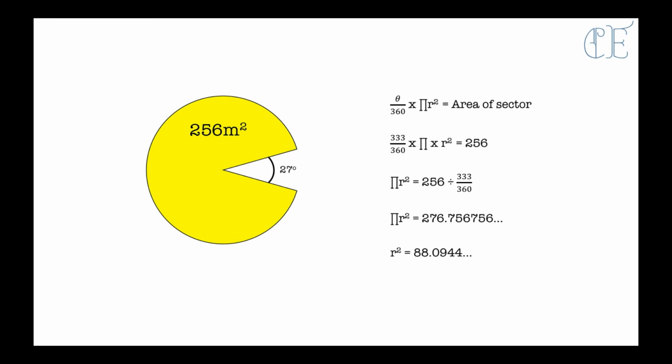If I divide by pi, it leaves me with r squared, which is 88.0944. And finally, to get r all on its own, I need to square root. So that means that r is 9.386 centimetres to 1 decimal place. Now that we've figured out what r is, sorry about that, my mistake. If you need to get those down as extra notes, please do so.